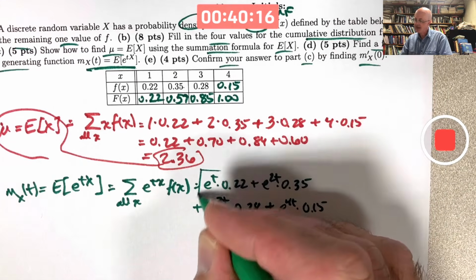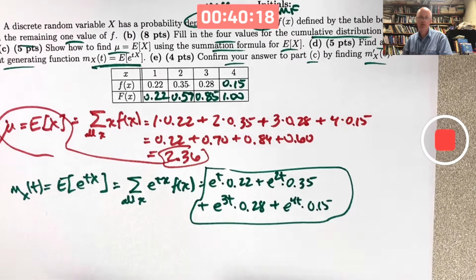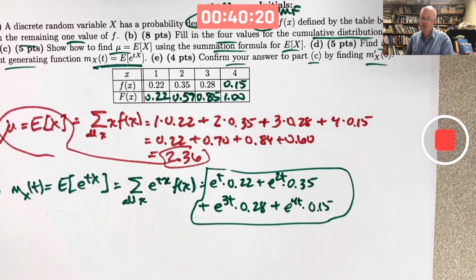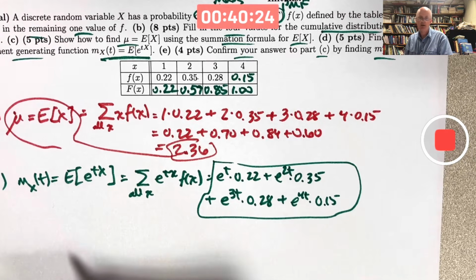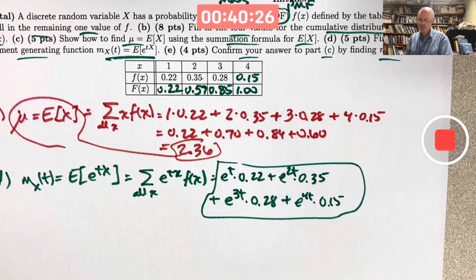And that actually is the answer. You don't have to bother simplifying it. I mean, we usually put the numbers in front of the e's, of the exponential functions there, but it's fine to leave it like that.